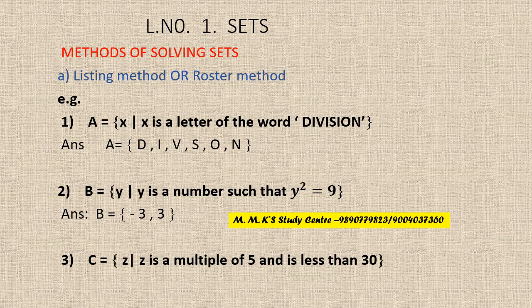So the 5 table: 5 ones are 5, 5 twos are 10, 5 threes are 15, 5 fours are 20 and 5 fives are 25. Okay, less than 30 is given, so we will not take 5 sixes are 30. We will take only till 25. So your answer is C is equal to curly bracket 5, 10, 15, 20, 25. We have to close the curly bracket without forgetting.